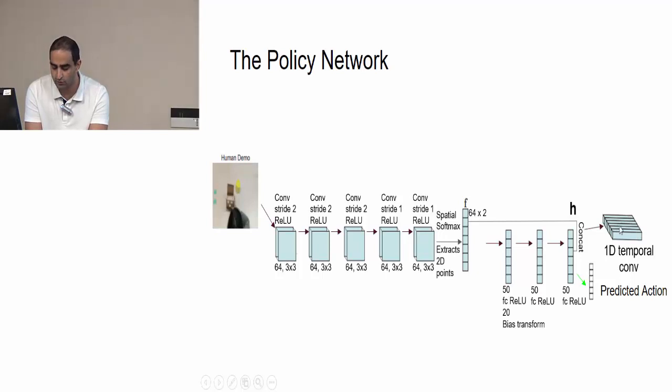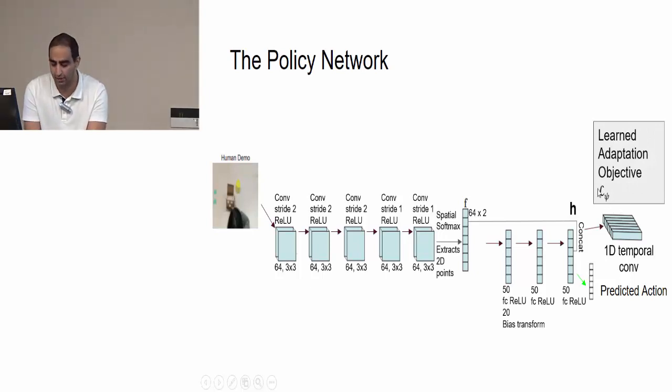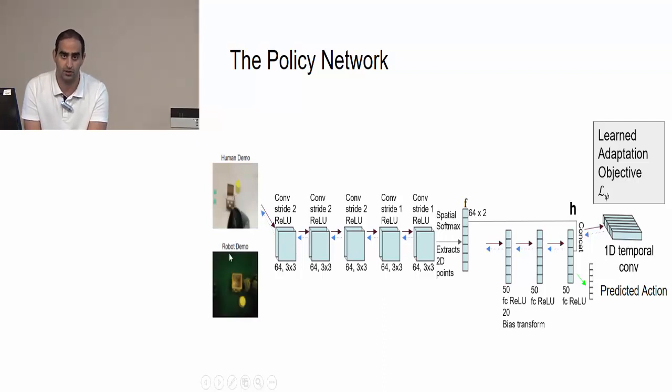And right now we just want to look at this 1D temporal convolution as a black box. It just calculates L psi for us. And after calculating L psi, by backpropagating, it gives us the inner gradient, which we can use to adapt our policy to this task. Then we have the robot demonstration.